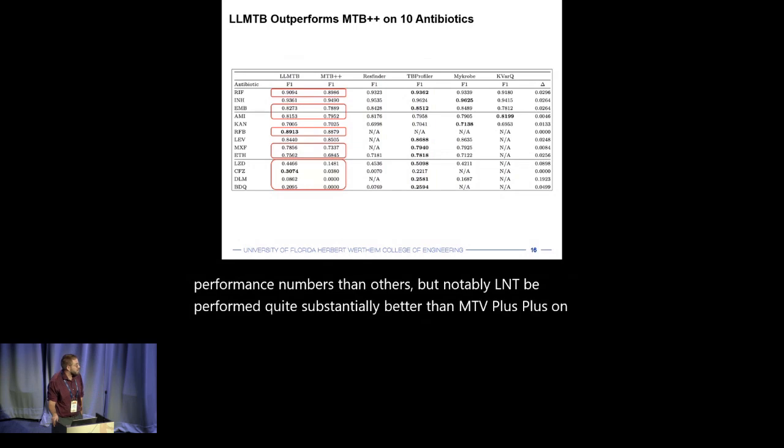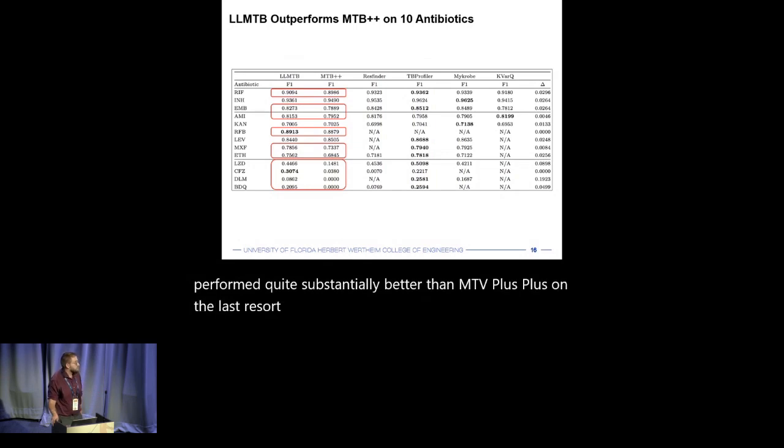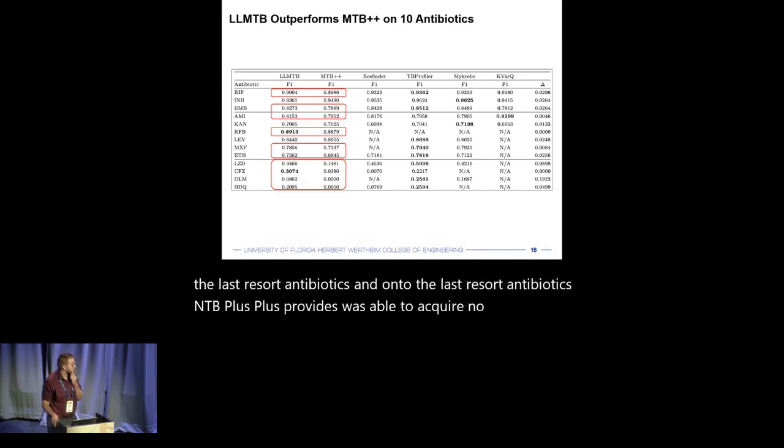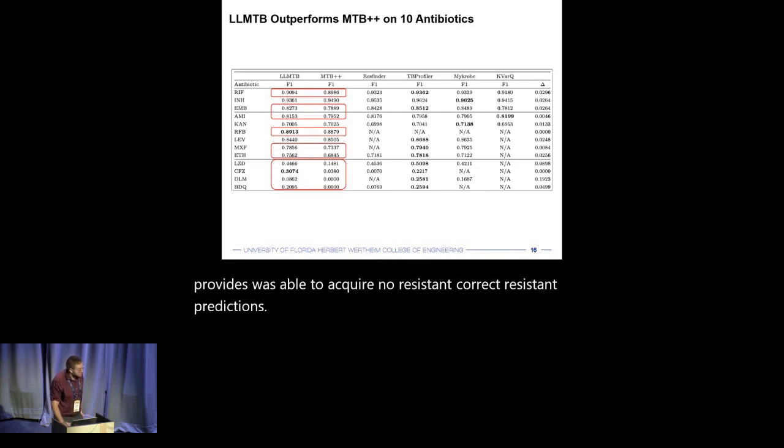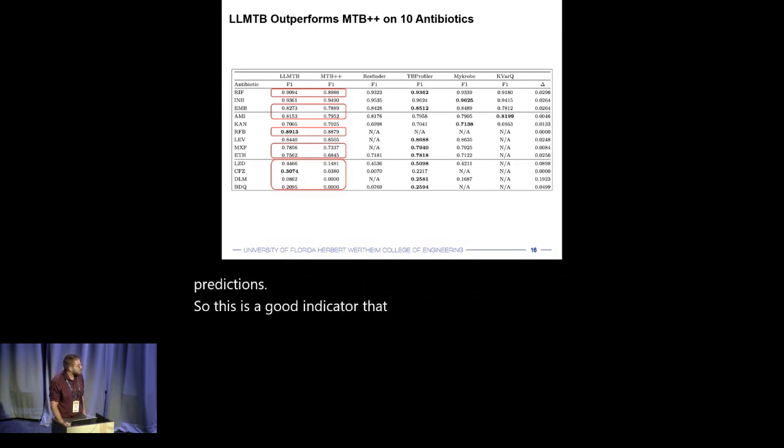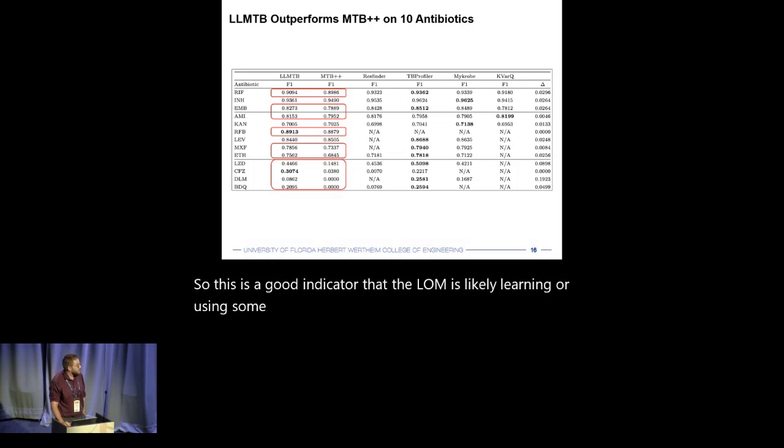the last resort antibiotics. And on 2 of the last resort antibiotics, MTB++ was able to acquire no correct resistant predictions. So this was a good indicator that the LLM is likely learning or using some more nuanced information in these sequences to provide an output.